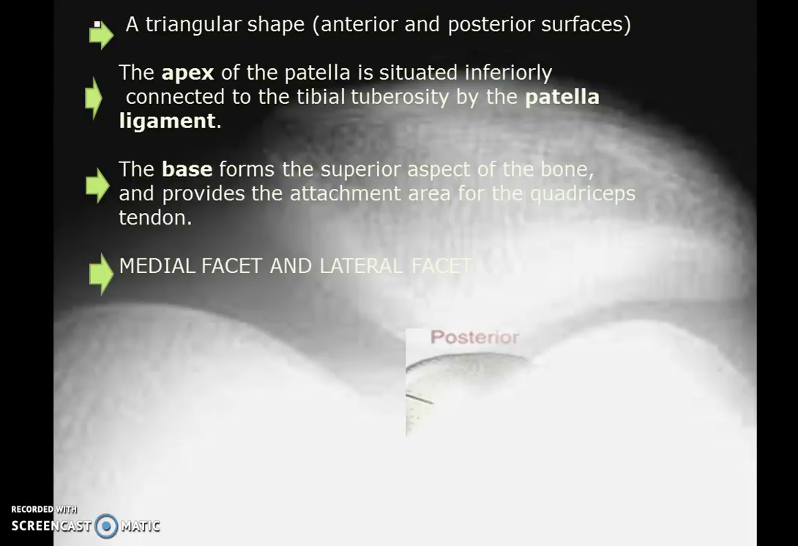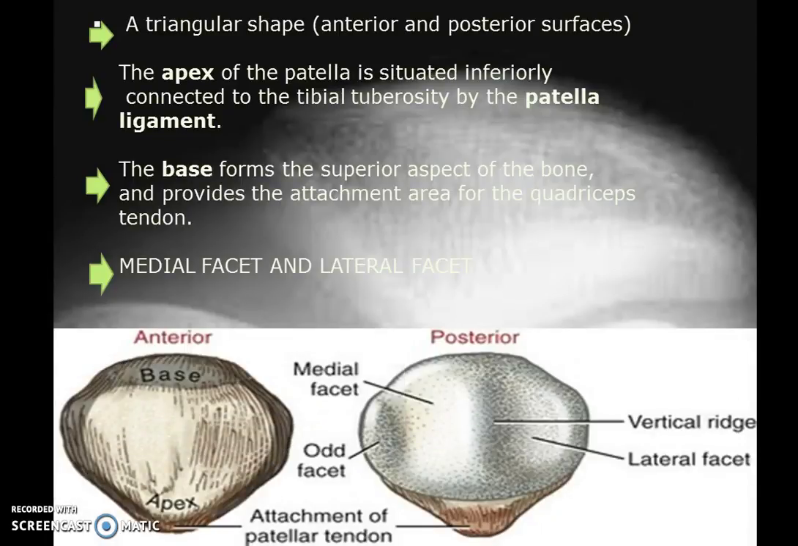The patella has a triangular shape, with an anterior and a posterior surface. The apex of the patella is situated inferiorly, connected to the tibial tuberosity by the patellar ligament. The base forms the superior aspect of the bone and provides the attachment area for the quadriceps tendon. It has a medial facet and a lateral facet. To be more specific, the medial facet articulates with the medial condyle of the femur and the lateral facet articulates with the lateral condyle of the femur.